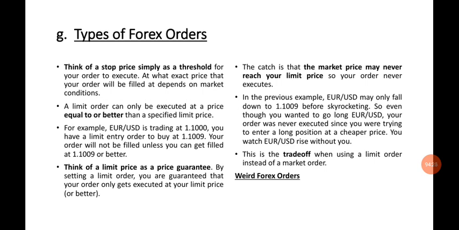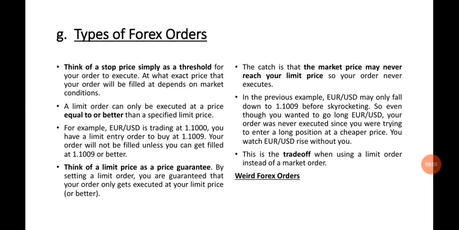A limit order can only be executed at a price equal to or better than a specified limit price. For example, euro versus United States dollar is trading at 1.1000. You have a limit entry order to buy at 1.1009. Your order will not be filled until you get filled at 1.1009 or better. Think of a limit price as a price guarantee. By setting a limit price, you are guaranteed that your order only gets executed at your limit price or better. The catch is that the market price may never reach your limit price, so your order never executes.